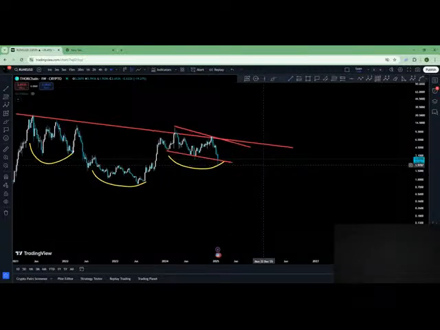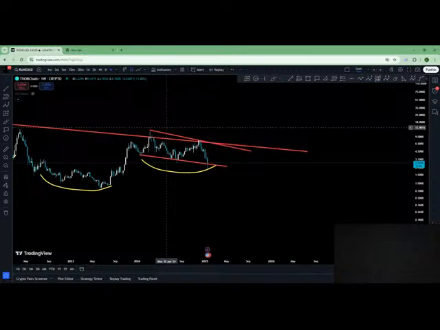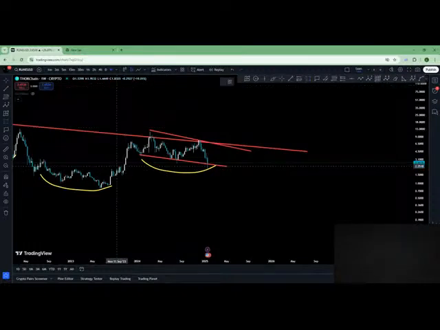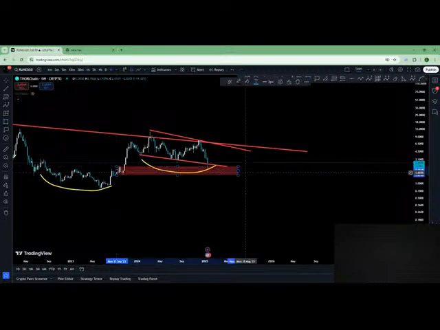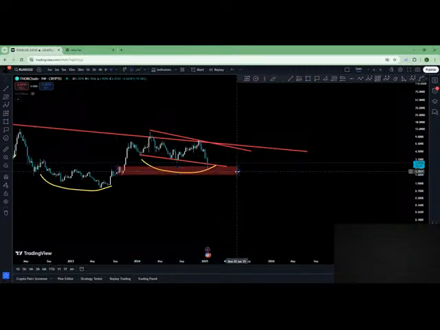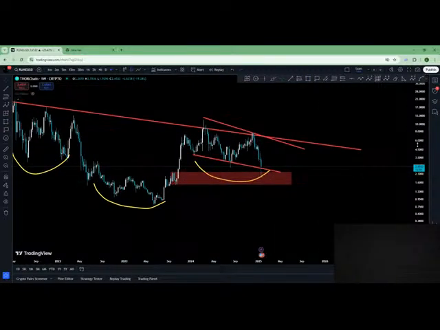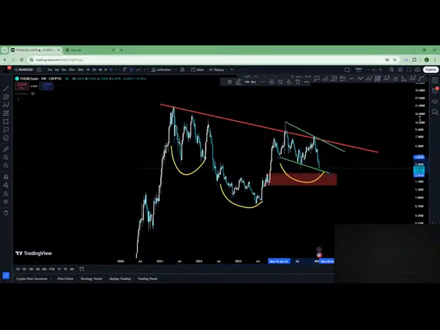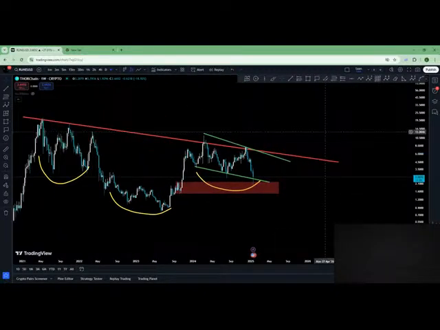See the rejection. This rejection is a strong rejection, guys. I think this demand has been respected. Now this is getting stronger, so look for only longs in this. So 68% look for longs and 32% have a doubt. Okay, always use a stop loss when you are trading.